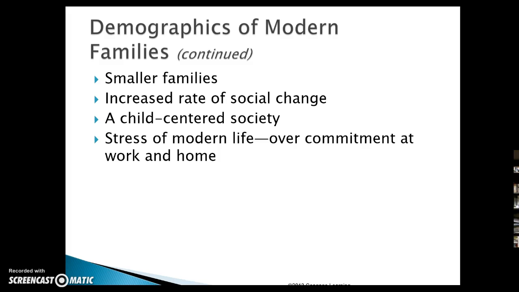And lastly, look at this. Stress of modern life. Overcommitment at home and at work. Many children that I've worked with in recent years, we know that children feel the stress of modern life. They're overcommitted. They play in 2 or 3 recreation sports. They go to school. They go to church. They go to scouts. They play outside with friends. They have play groups. They have play dates. And before we know it, not only are parents feeling the stress, but children feel that same stress.